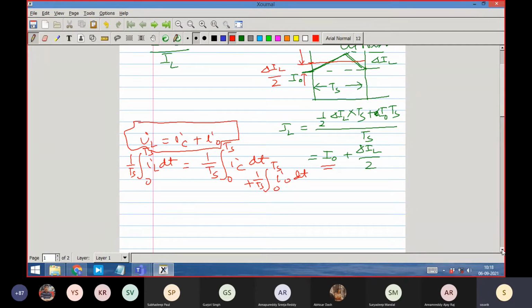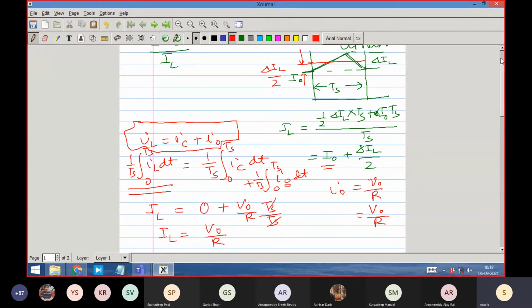If I do the averaging of this quantity, I get capital IL, the average inductor current. And the average capacitor current over the switching period under steady state must be equal to 0. And I naught is essentially constant, because I naught is V naught by R, and we are saying delta V naught is very small, so we assume it is equal to capital V naught by R. The integration of V naught by R into Ts by Ts cancels. So we get capital IL is equal to V naught by R.